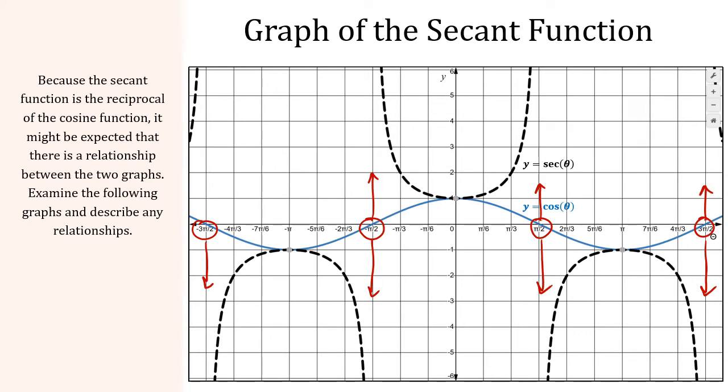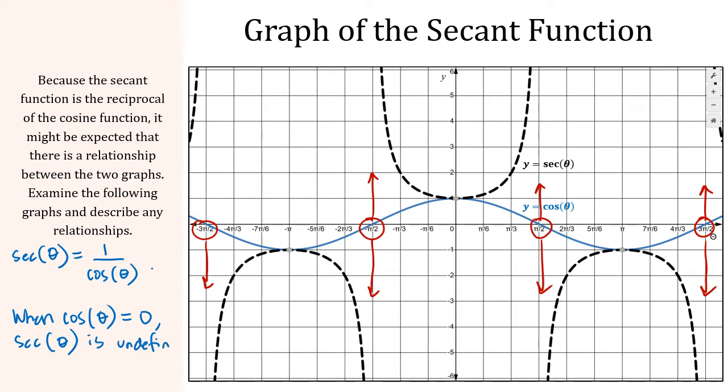Well, it's because the secant function comes from the reciprocal of the cosine function, right? So when the cosine of an angle is equal to 0 for the secant function, that means that it's undefined. So when the cosine of theta is equal to 0, the secant will be undefined.